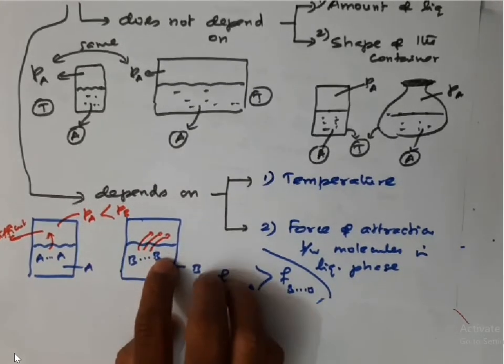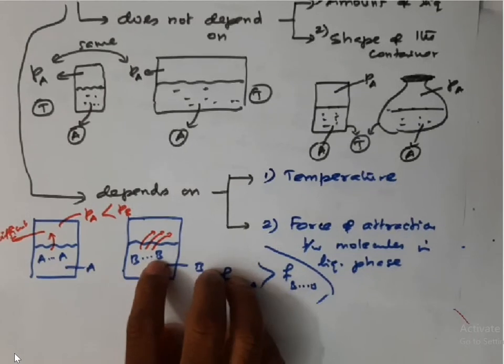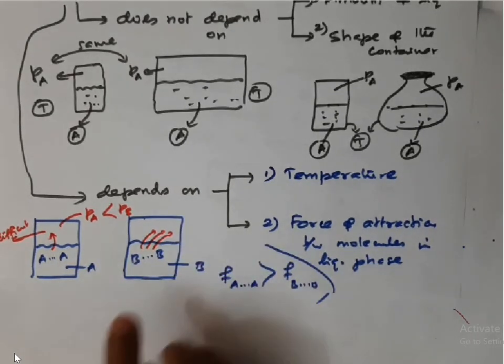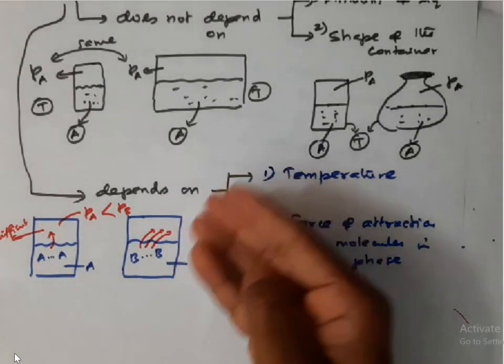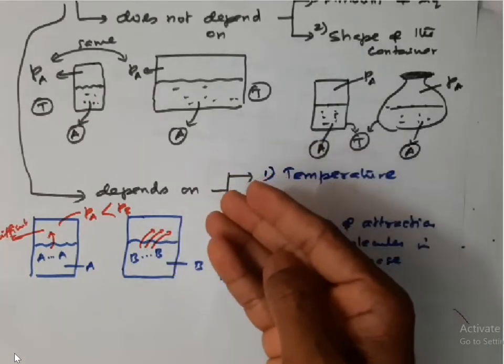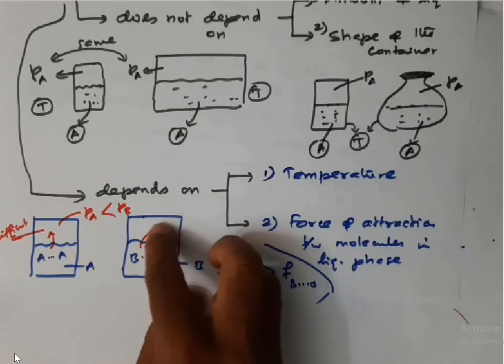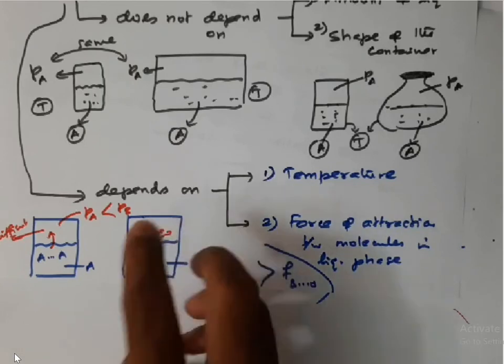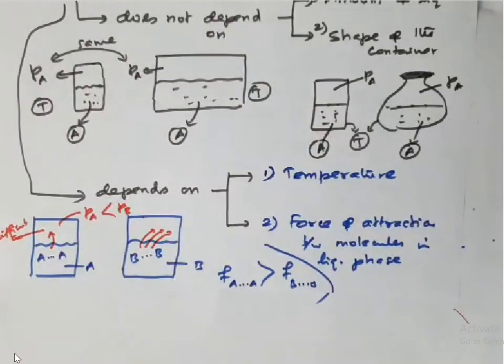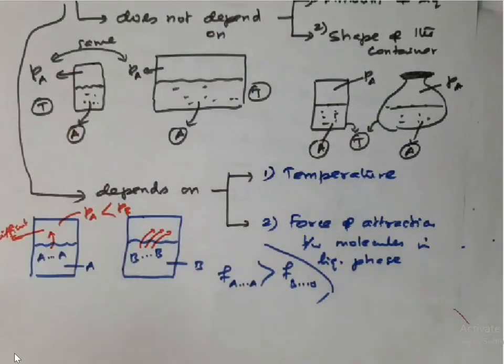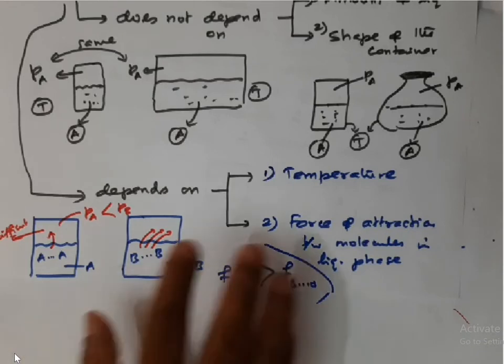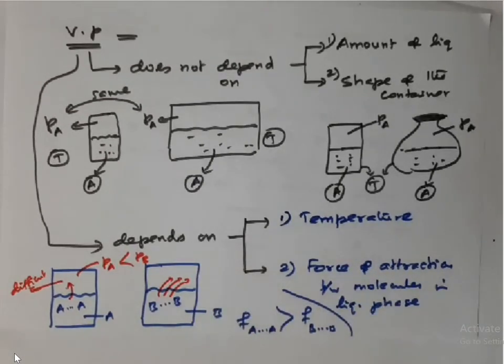Whereas in liquid B, the force of attraction between BB molecules is low. When the force of attraction is low, more molecules escape from the liquid phase and occupy the empty space. So the amount of vapor becomes high. Therefore vapor pressure also increases. Is this clear, students? Yes, sir. Okay, keep this point in mind. I just forgot to say this. This is very important.